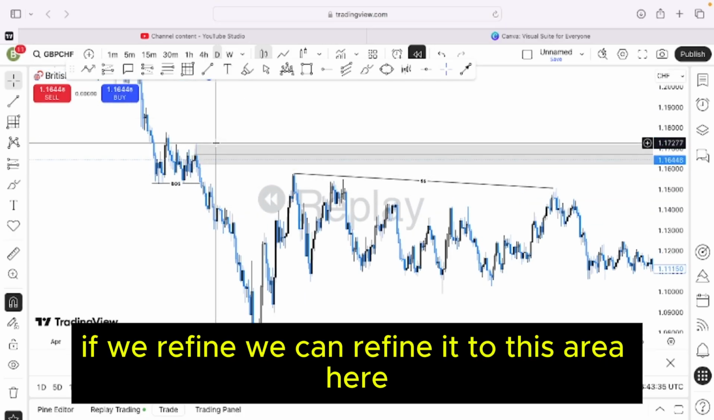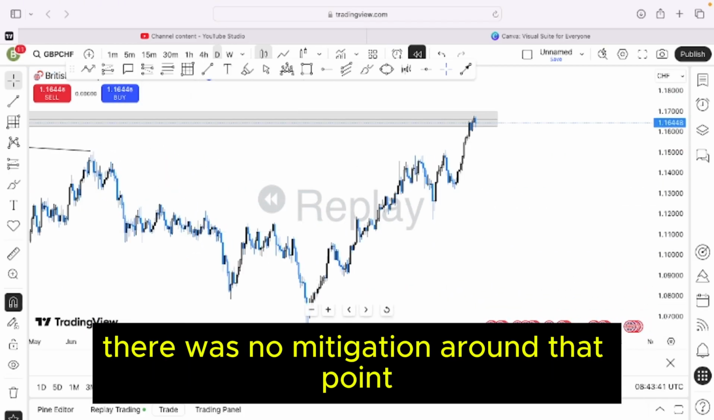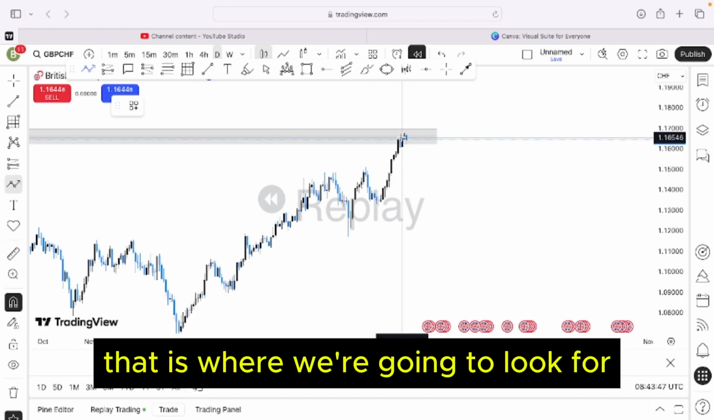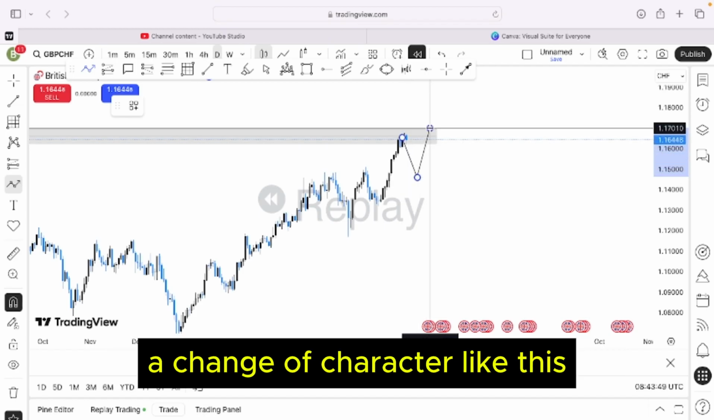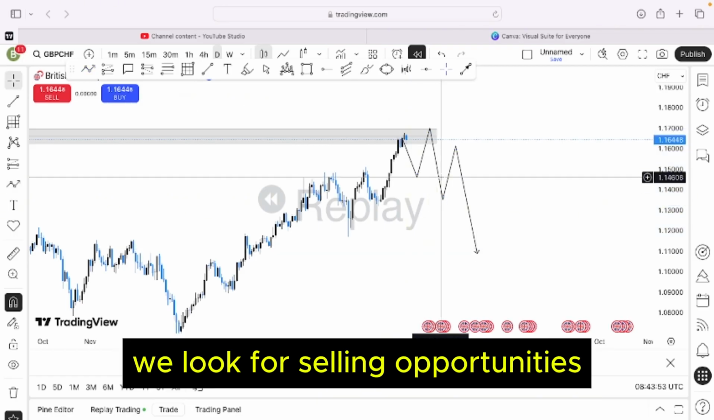So here, if we refine, we can refine it to this area here. As you can see, there was no mitigation around that point. So on the lowest time frames, which are the 1 hour and the 15-minute, that is where we're going to look for a change of character like this. Then after getting that change of character, we look for selling opportunities.